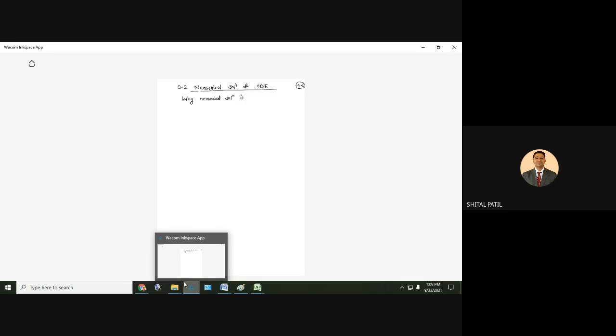Can anyone tell me why numerical solution is required? Anyone? Can anyone tell me why it is required to solve the differential equations numerically? Is it not possible to solve the differential equation by classical method, analytic method? You remember the differential equation, na?